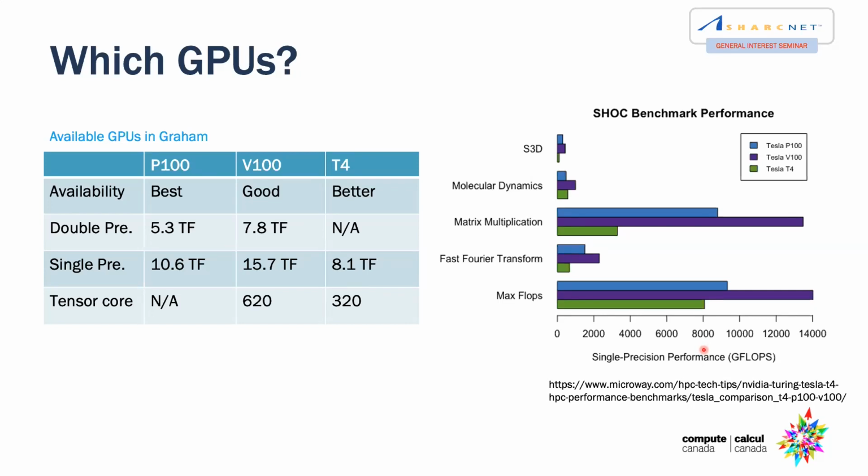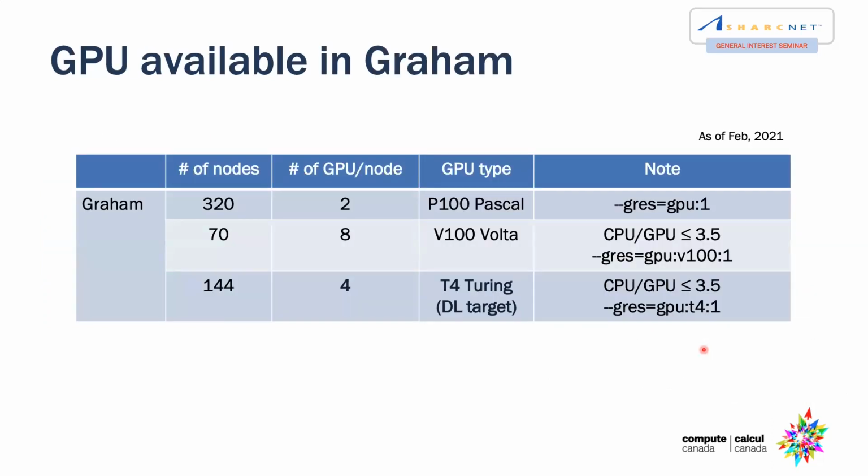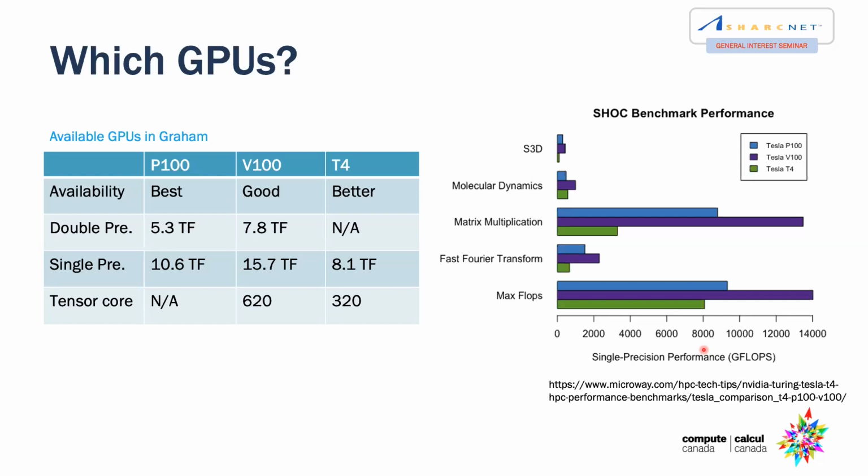So if your job is not related with double precision and even not using Tensor Core, then why don't you go with the P100? Because P100, we have lots of them, okay? And on the right-hand side, there is some benchmark performance. I took it from somewhere, so you can take a look at it.